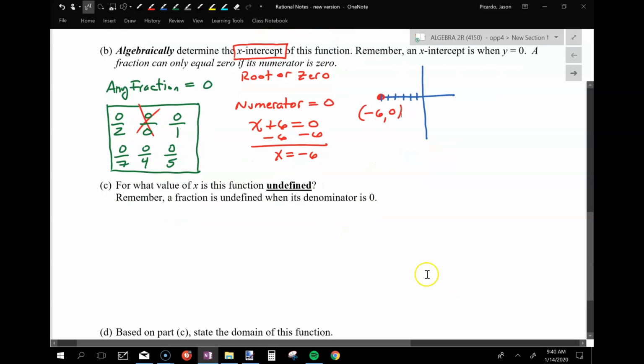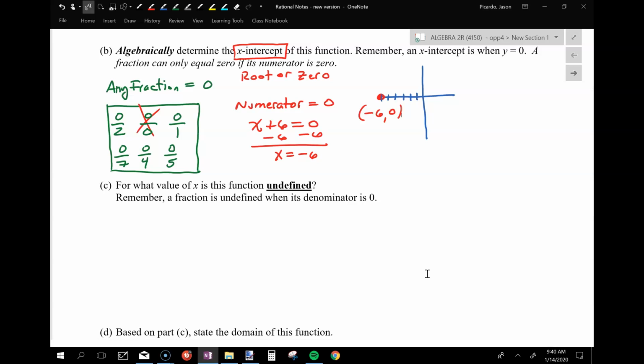All right. Everybody on your paper right now, write me an example of a fraction that is undefined. Now, give me any fraction that is undefined.